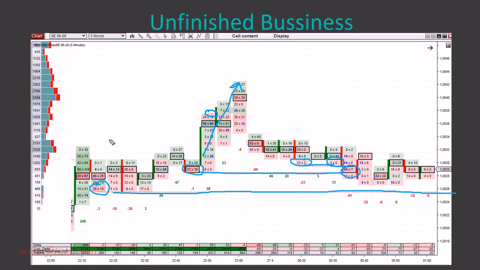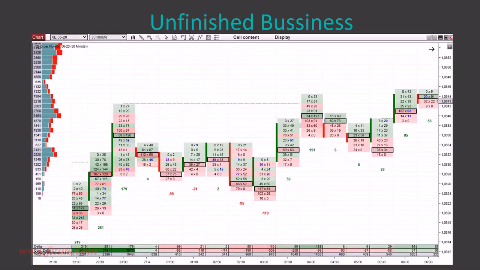Alright, so as you can see, those unfinished businesses are working nicely as magnets. The price tends to return to them.